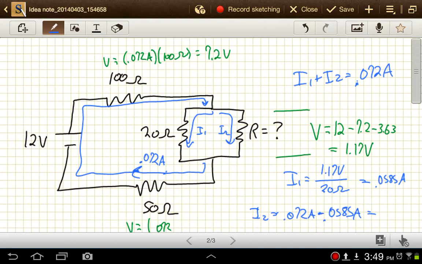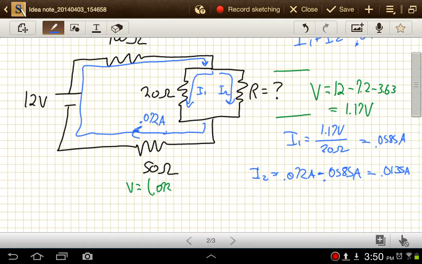All right, so now we know both the voltage across this resistor and the current through this resistor, and so we can solve for our final answer. So we'll do red for resistance, so R, let's see, V equals IR, so R would be equal to V over I, which is 1.17 volts divided by 0.0135 amps. So that unknown resistor then is equal to about 87 ohms.